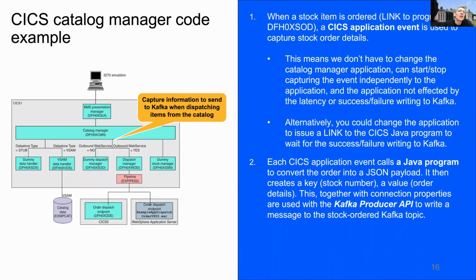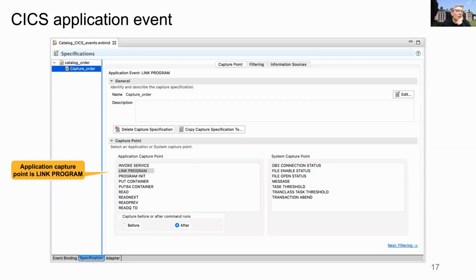DFH0XSOD. And so what I could do was intercept the request into that program, extract the data, and then send it out to Kafka. In order to do that, I set up a CICS application event. I created a CICS bundle. Within the CICS bundle, I created a CICS event, and within that, I created a capture point for the EXEC CICS LINK PROGRAM command.